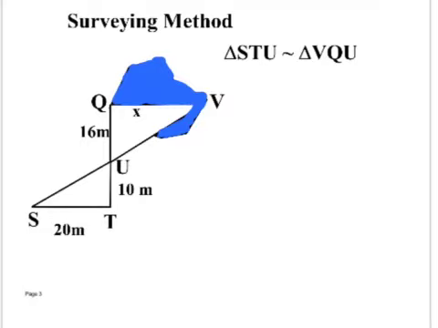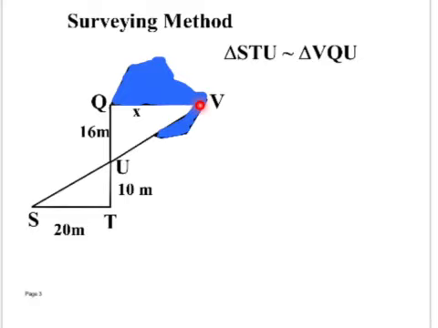What they do is they set up two similar triangles. As you can see, we have one triangle here, STU, and then we have another triangle, VQU. Since these are similar triangles, they are proportional, if you remember our rules from earlier. So they can use similar triangles to measure distance. If we can't use a shadow, a tape measure, or a ruler, then we have to find an indirect method, so we use similar triangles.